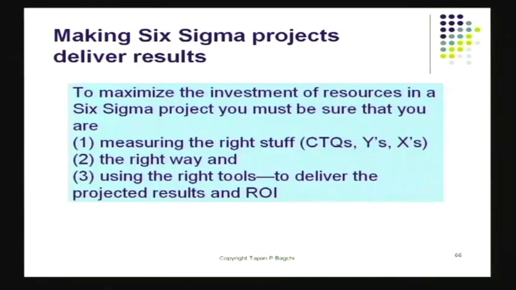We should be measuring the right stuff. So we should start with the customer, and we get the CTQs from the customer. CTQs are those quality characteristics that are important for the customer. This is something that's very, very important. Then, of course, the Y. Y is a proxy for that CTQ.